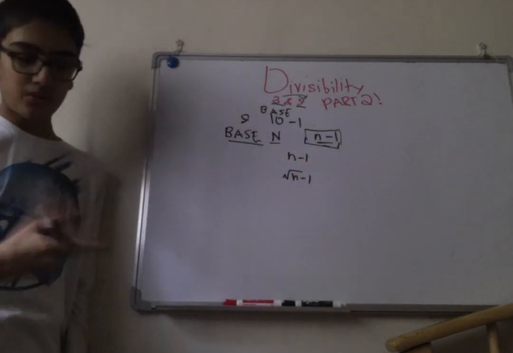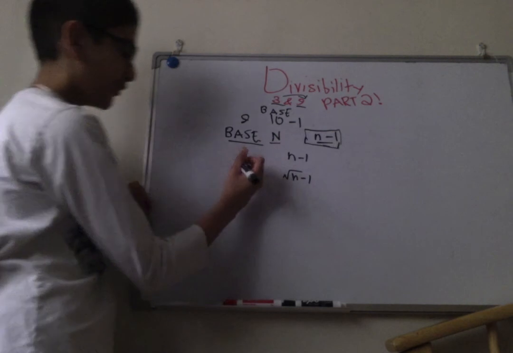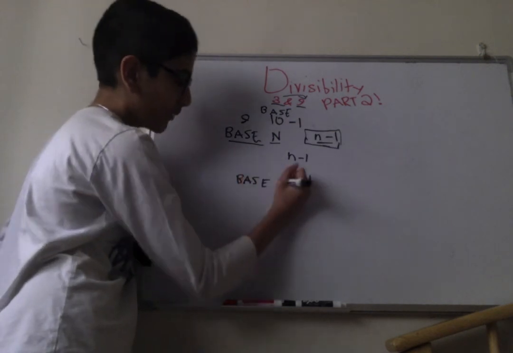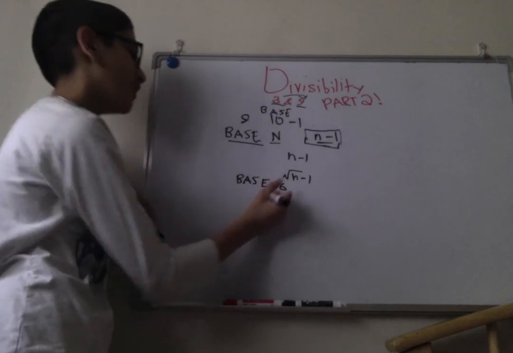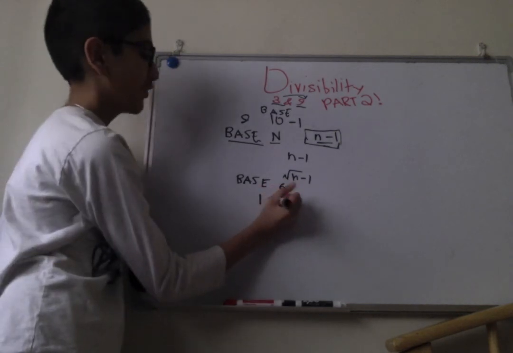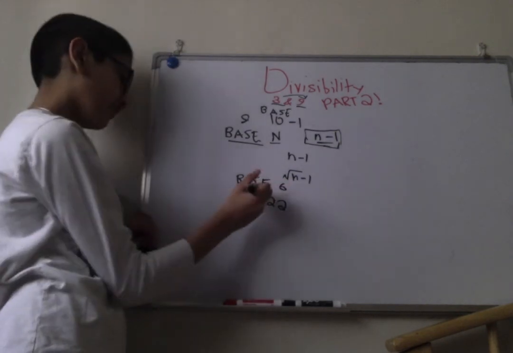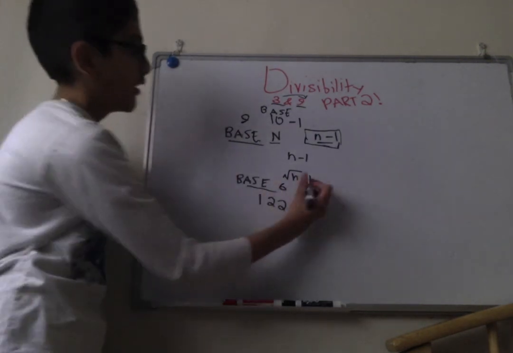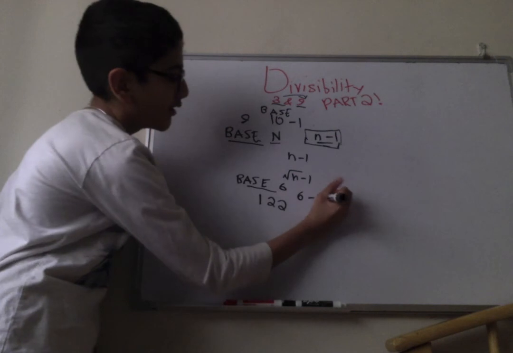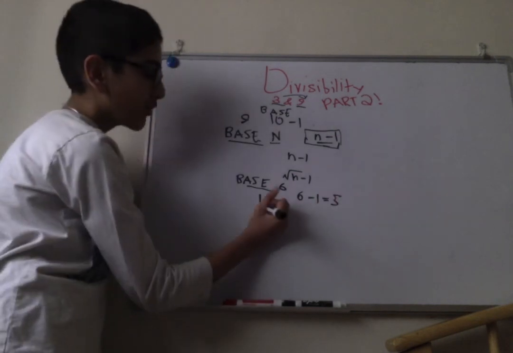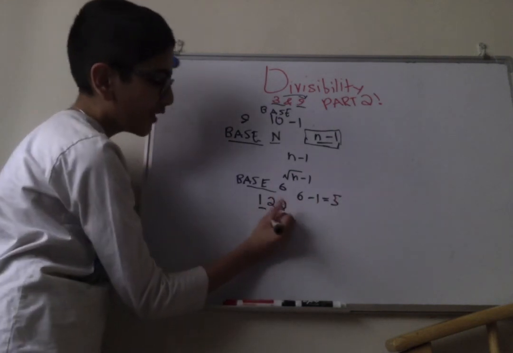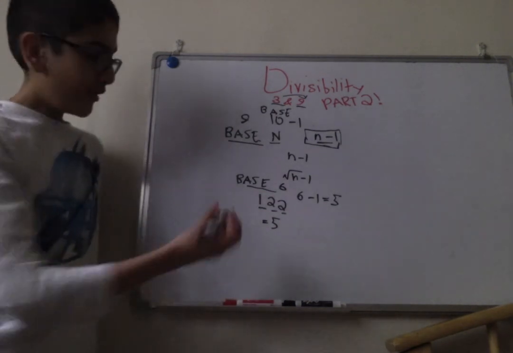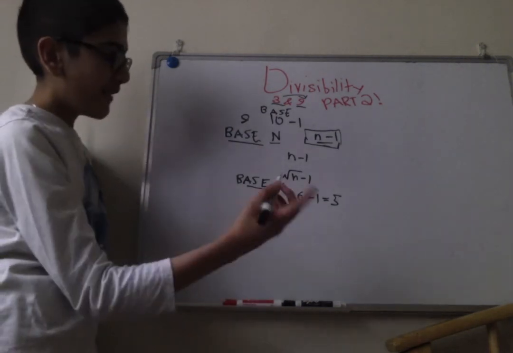Okay, so let's try one. Let's do base 6. Base 6, okay. So let's have a number 1, 2, 2. Is that divisible by 5? Well, one thing we know is that 6 minus 1 equals 5. So we just add the digits. 1 plus 2 plus 2 is 5. And 5 is divisible by 5. So that means 1, 2, 2 in base 6 is divisible by 5.